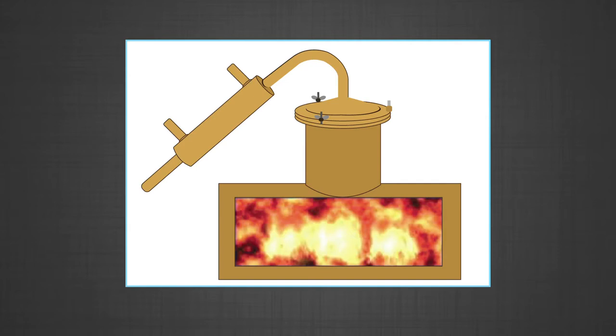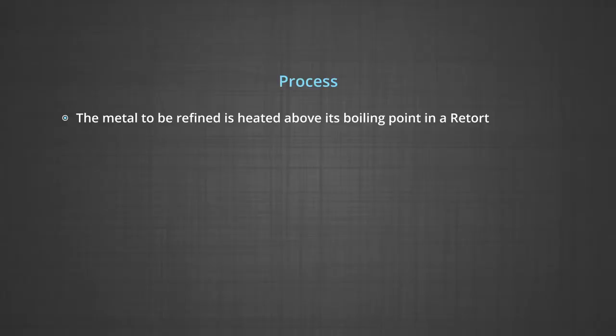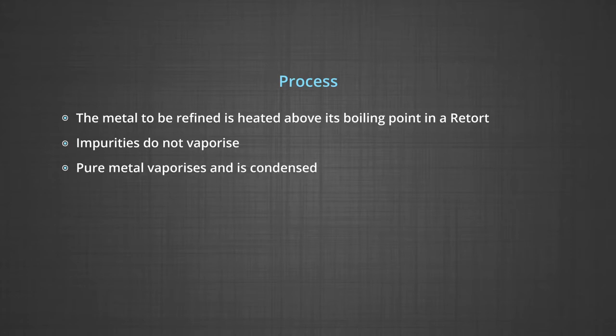The impure metal is evaporated to obtain the pure metal as distillate. Let us understand the process. The metal to be refined is heated above its boiling point. Impurities do not vaporize. Pure metal vaporizes and is condensed. Impurities are left behind. The next method is liquation.